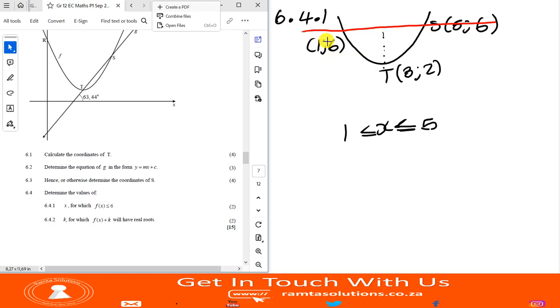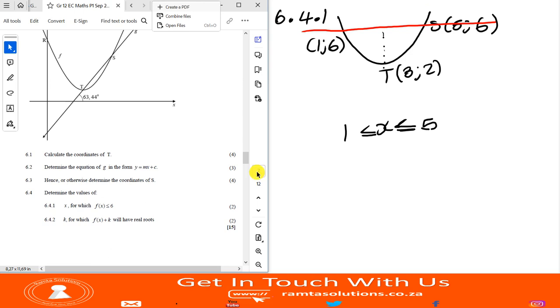Remember here, the game changer was you finding this point. It was very important because this is the axis of symmetry. It means it divides the graph into 2 equal halves. From this to this, it's 2 units. From this to this, it's 2 units. So it must be 2, 2, 2, 2. This is what we mean by axis of symmetry. You divide a graph into 2 equal halves.